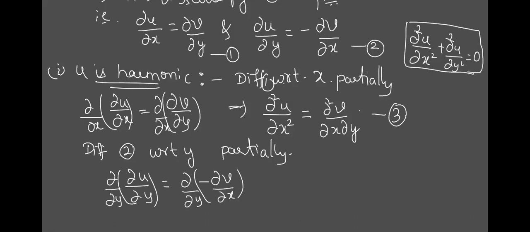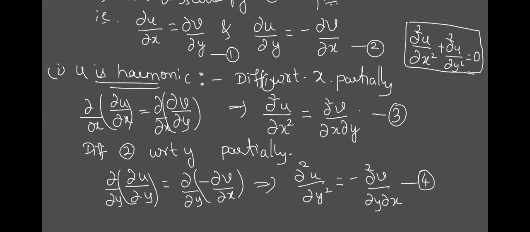What is dou by dou y of dou u by dou y? Dou square u by dou y square. Now the remaining part: minus dou square v by dou y dou x. This is equation 4. I want to prove this; I want to get this left-hand side. What do I have to do next?